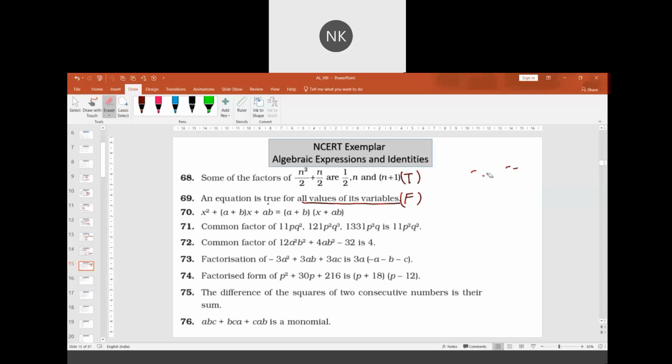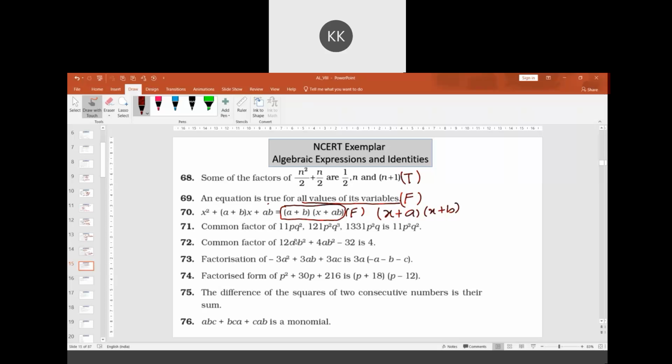Moving on to statement 70. False. It is x plus a, multiplied by x plus b, that should not be written as x plus AB. Here, it is x plus a, x plus b, so you have to look at the identity. The right hand side doesn't match.